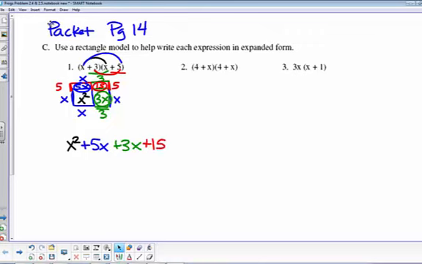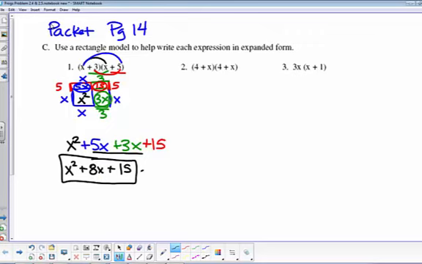You must put your like terms together to get the proper form. X's can be added, so we have x squared plus 8x plus 15. This is our expanded form. We were given quadratic form.